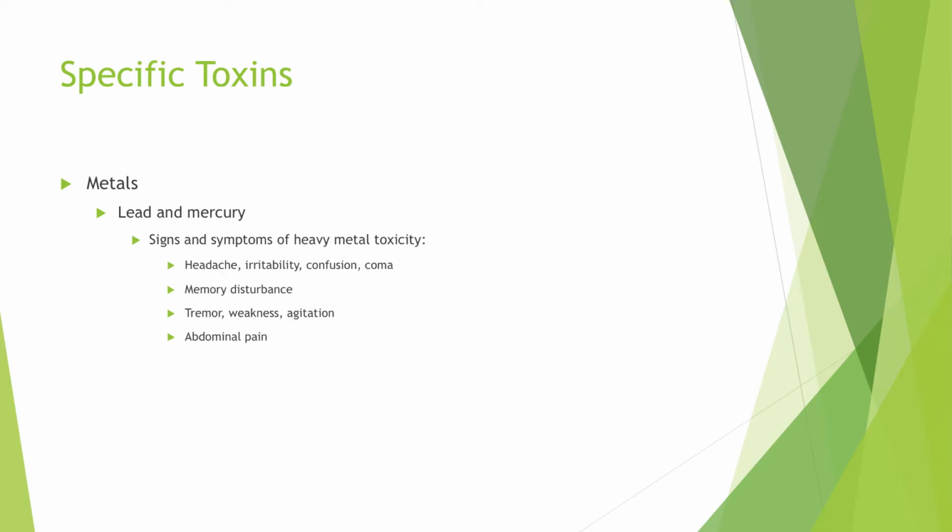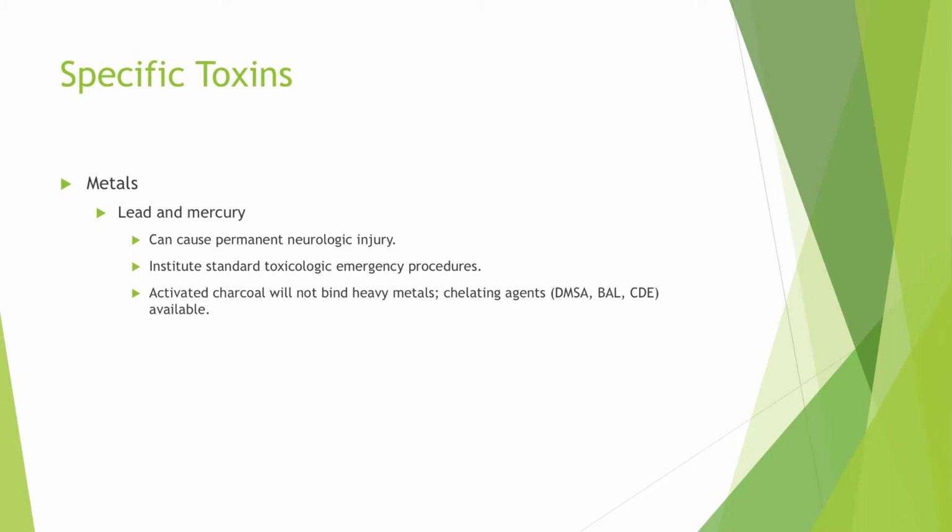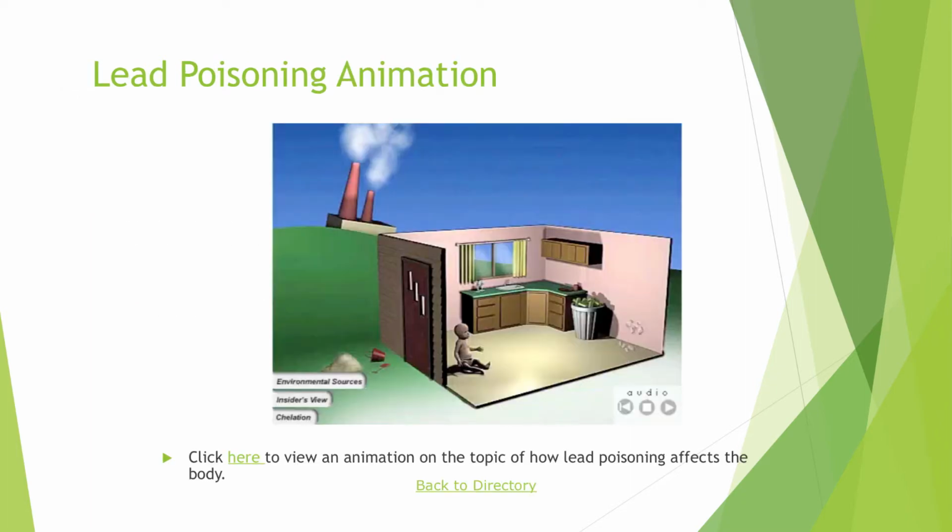Signs and symptoms: headache, irritability, memory disturbances, tremor and weakness, agitation, abdominal pain. You guys are getting a pretty clear pattern: headache, tremor, weakness, agitation, abdominal pain. There you go. They can cause permanent neurological injury, unfortunately, with some of these heavy metals. So activated charcoal will not bind with heavy metals, so you have to use a chelating agent once again with those.